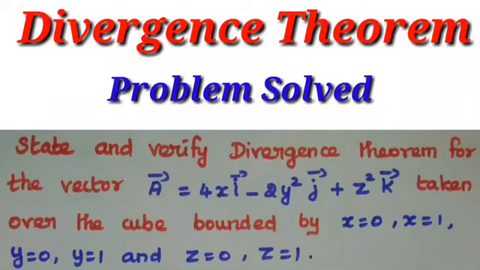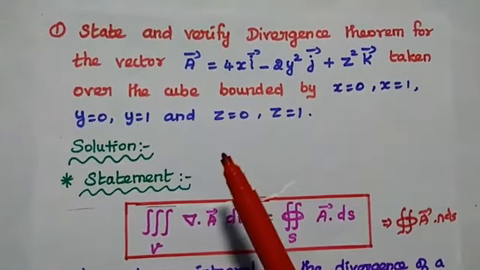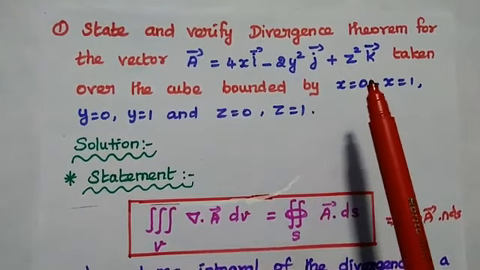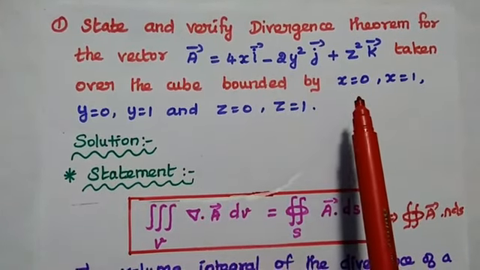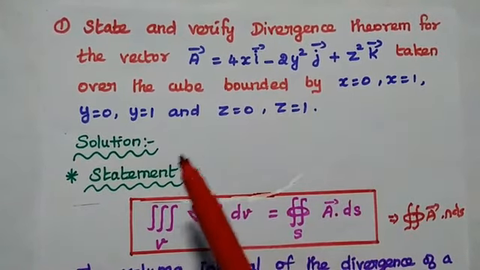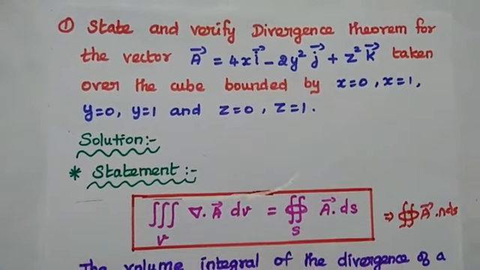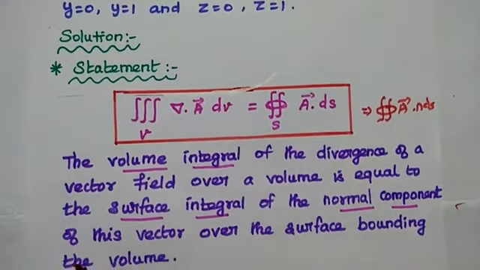Dear students, now we are going to solve an important problem in divergence theorem with proof. State and verify the divergence theorem for the vector A is equal to 4x i vector minus 2y squared j vector plus z squared k vector taken over the cube bounded by x equals 0, x equals 1, y equals 0, y equals 1 and z equals 0, z equals 1. In the solution part, first we have to write the statement of this divergence theorem.